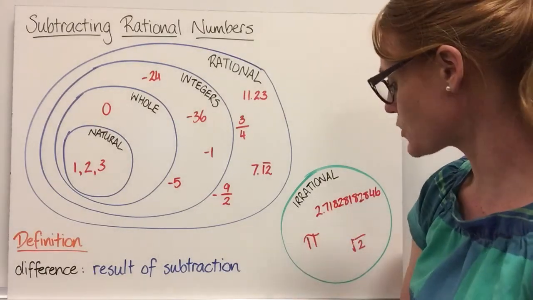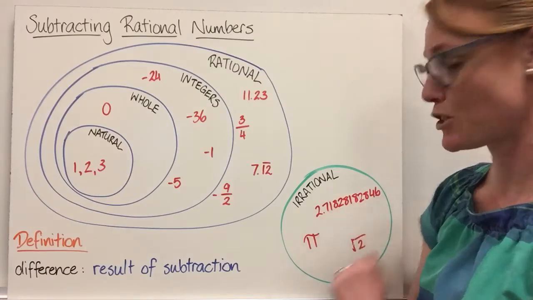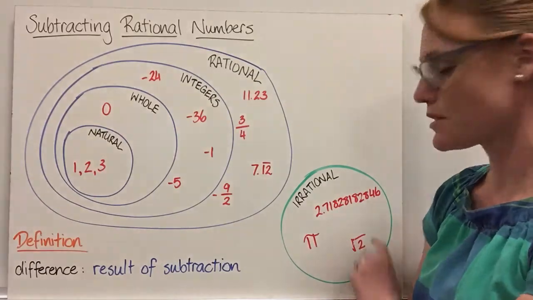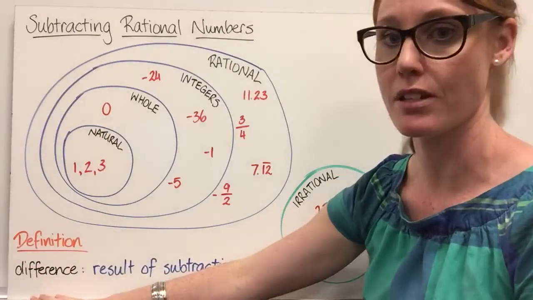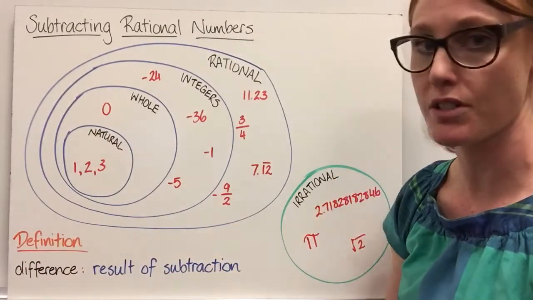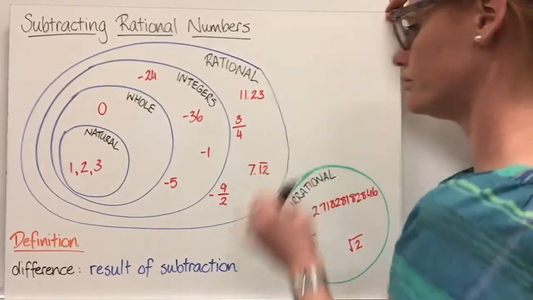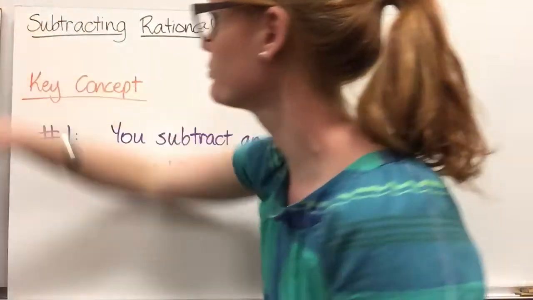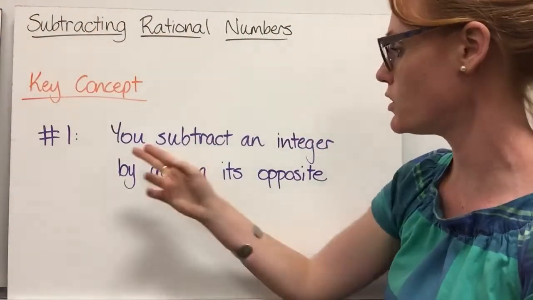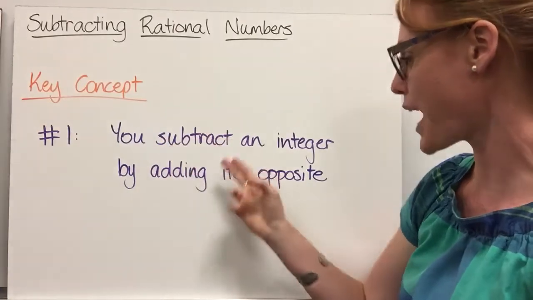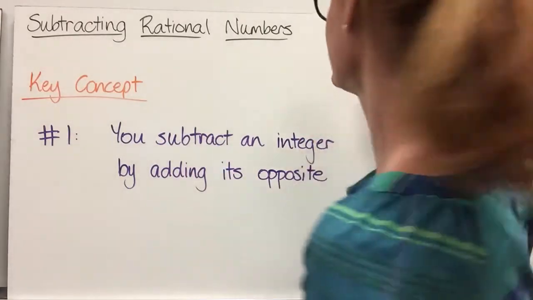Some examples of irrational numbers are pi, 2.7182818286, and the square root of 2. Our definition to keep in mind is difference, which is the result of subtraction. Subtracting rational numbers, our key concept to keep in mind is that when you subtract an integer, you can add its opposite instead.